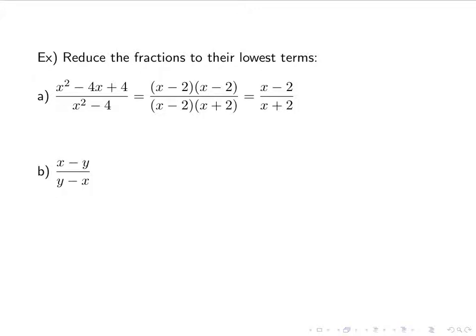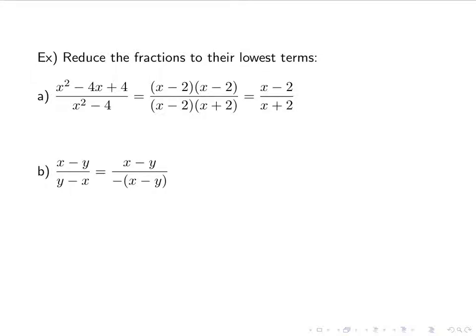x minus y over y minus x. So you might think that you can't do anything. You can't factor them, surely, and they're not the same factor. Except we can factor a negative from either the top or the bottom. So I chose to do it from the bottom, but I just as well could have done it from the top too. So if I notice, I've got x minus y and y minus x.